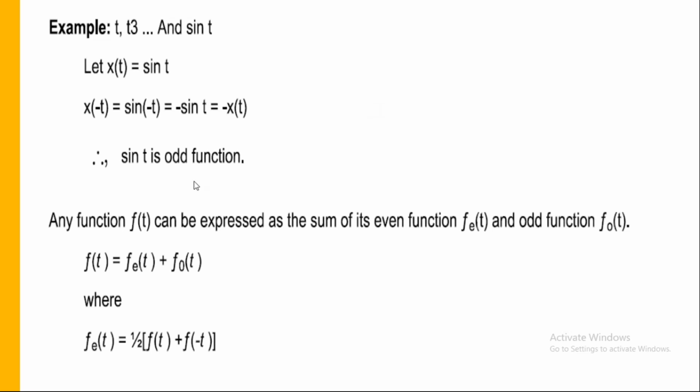Now if you want to represent any function, any function f of t can be expressed as the sum of even and odd functions. Please try to understand this, there is a relation between them. If I have a function f of t, I can write it as a combination of even and odd functions by a mathematical equation. I can write it like this.